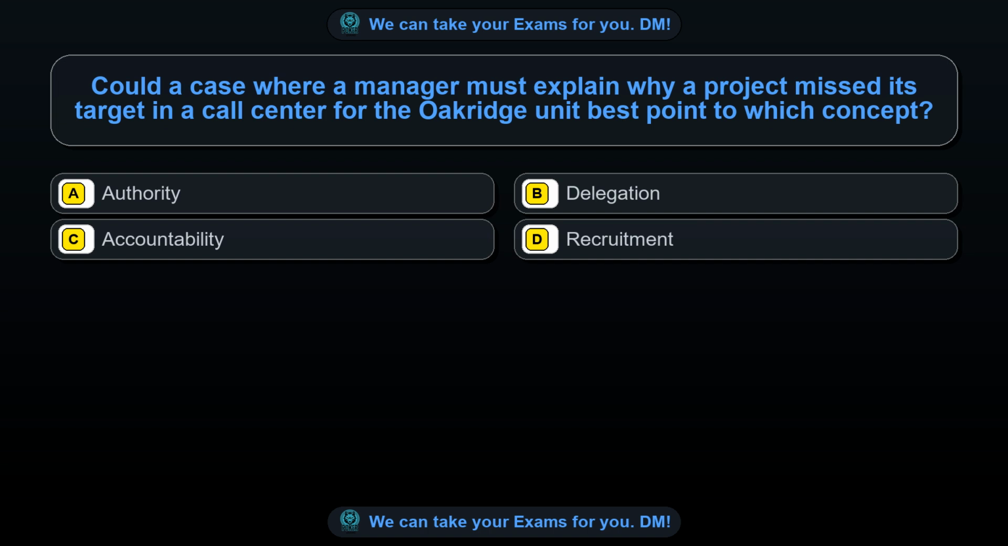center for the Oak Ridge unit best point to which concept? Option A, authority. Option B, delegation. Option C, accountability. Option D, recruitment. The correct answer is option C, accountability.